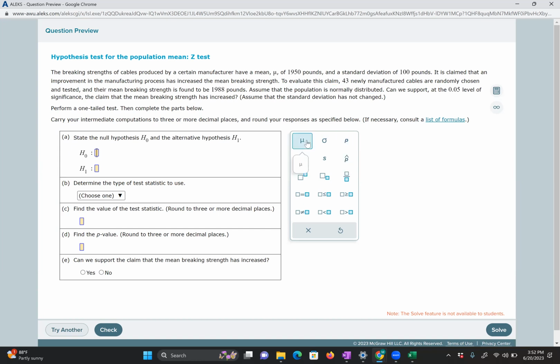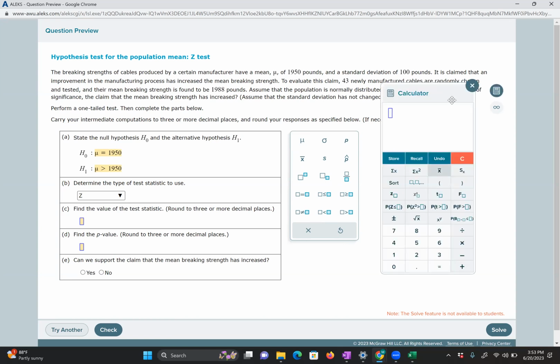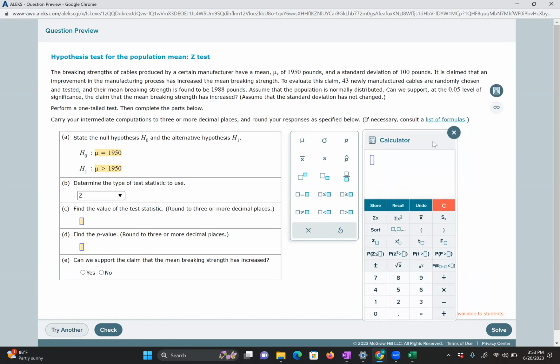So they're saying that mu is equal to 1,950 versus mu is now greater than 1,950. Again, this is a z-test, that's no magic. You want to now compute this. Let's go ahead and use this calculator this time, just so you can see it all. You can use your online. I actually do it both ways, and we could do it on Excel as well.